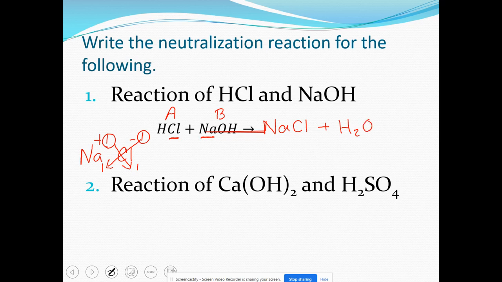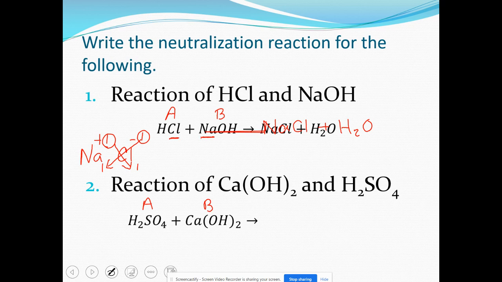Okay, so now we'll take a look at our next one. So this time we have calcium hydroxide and sulfuric acid. So we will take a look at those. Okay, so this time our acid, again, always starts with H. So that's going to be that one. Our base always ends in OH.